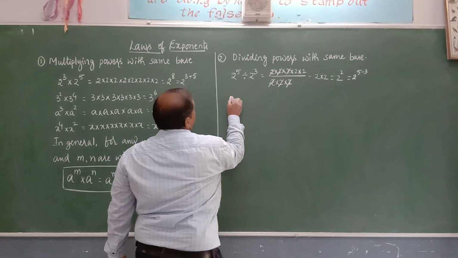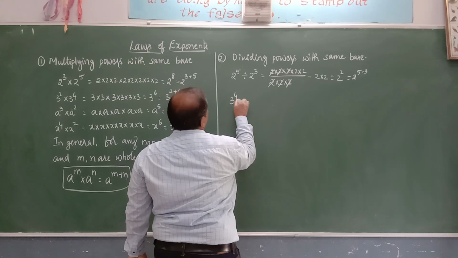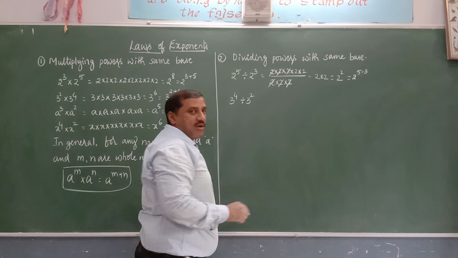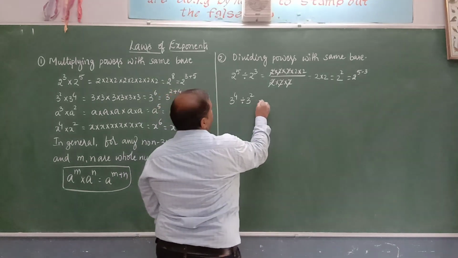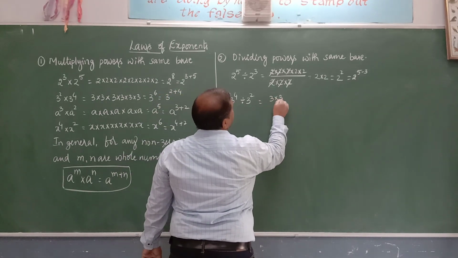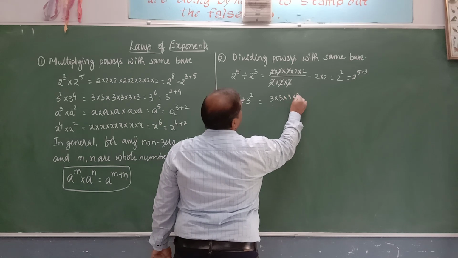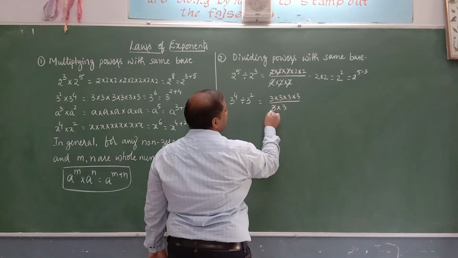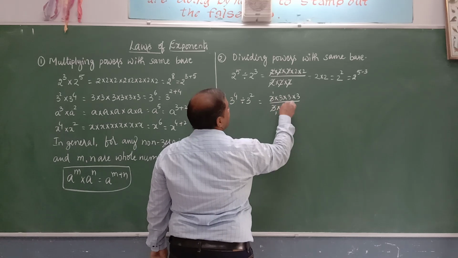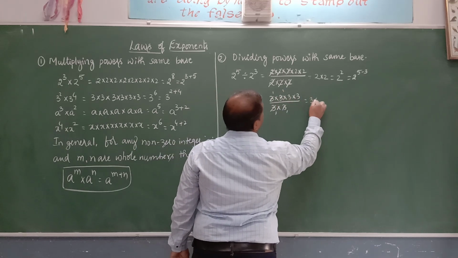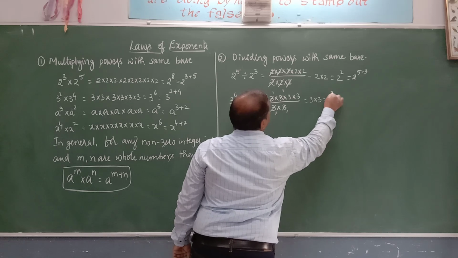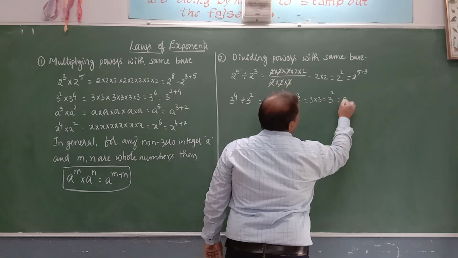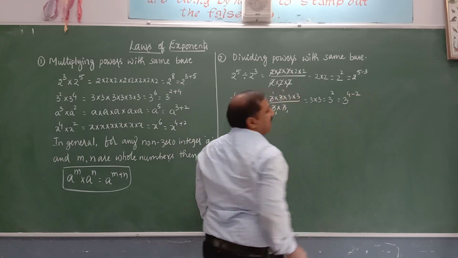Next, you take 3 to the power of 4 divided by 3 square. So you get 3 into 3 into 3 into 3 divided by 3 into 3. On simplification, the 3s are cancelled. We get 3 into 3, that is equal to 3 square. 4 minus 2 is 2. Therefore, this can be written as 3 to the power of 4 minus 2.